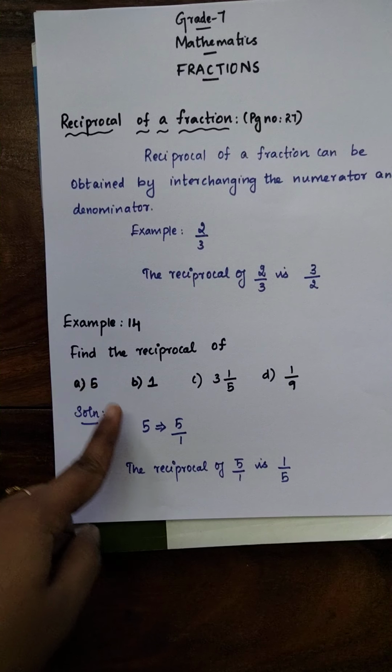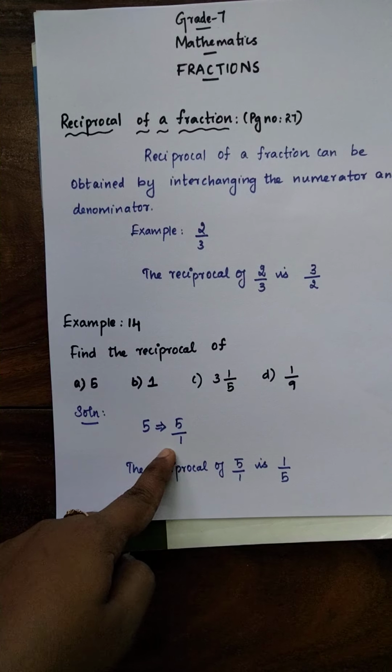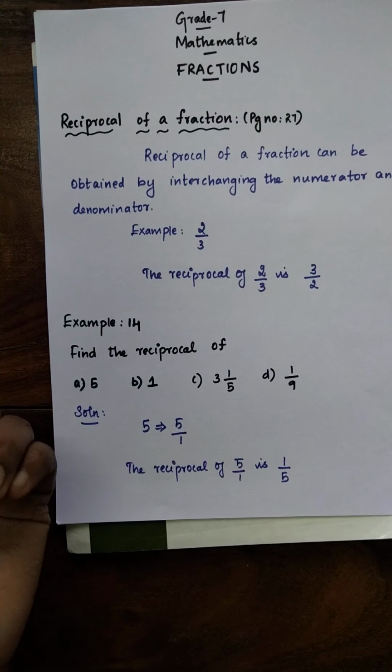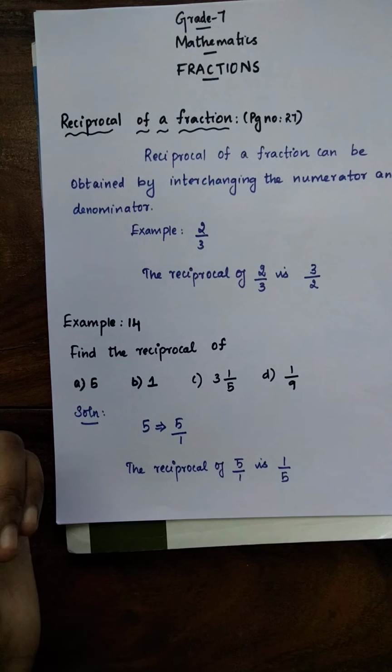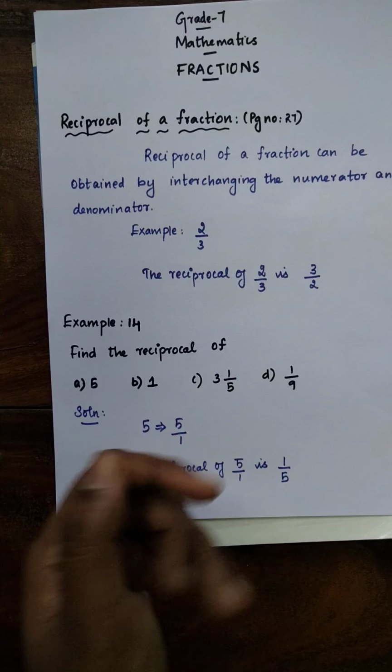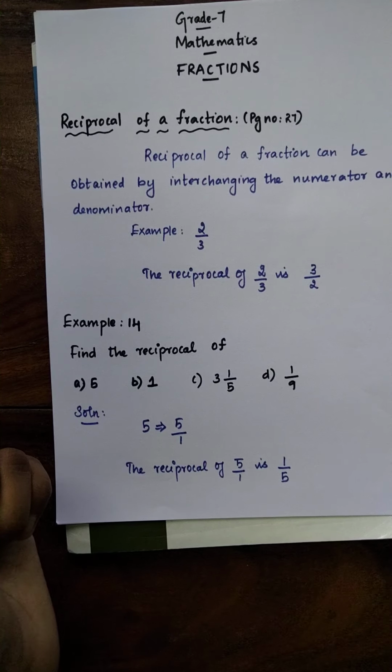5 is a whole number, so we can write 5 as 5 by 1. If there is no number in the denominator, you can write 1. So the reciprocal of 5 by 1 is 1 by 5. Understand?